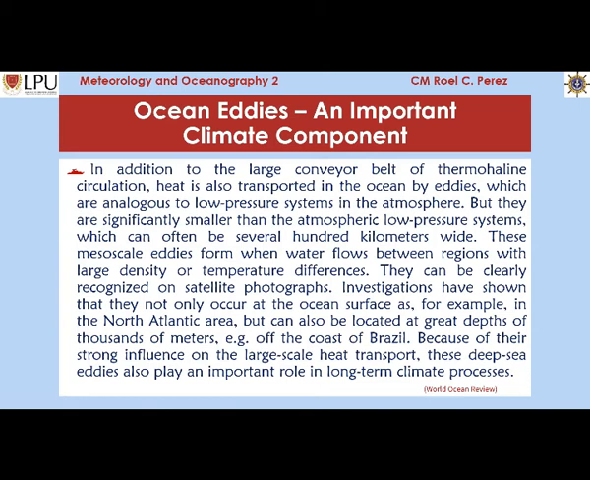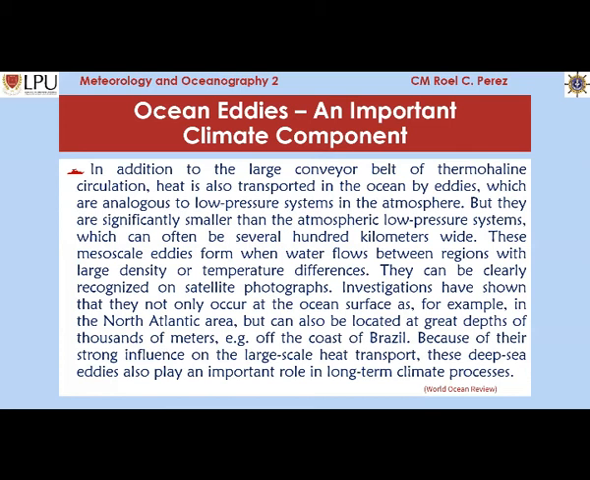Okay, ocean eddies, an important climate component. In addition to the large conveyor belt of thermohaline circulation, heat is also transported in the ocean by eddies, which are analogous to low pressure systems in the atmosphere. But they are significantly smaller than the atmospheric low pressure systems, which can often be several hundred kilometers wide. These mesoscale eddies form when water flows between regions with large density or temperature differences. They can be clearly recognized on satellite photographs.